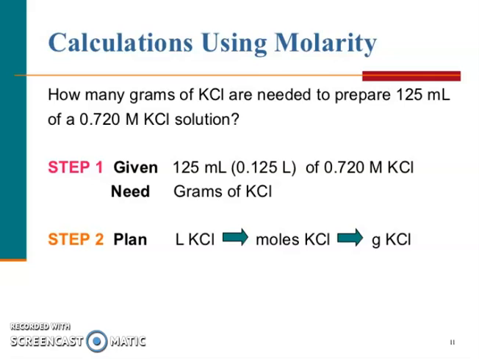Calculations using molarity. How many grams of potassium chloride are needed to prepare 125 milliliters of 0.720 molar KCl solution? Step 1, given 125 milliliters, which is 0.125 liter, of 0.720 molar KCl. We need grams of KCl. Step 2, plan: liters KCl, then convert to moles KCl, then grams KCl.